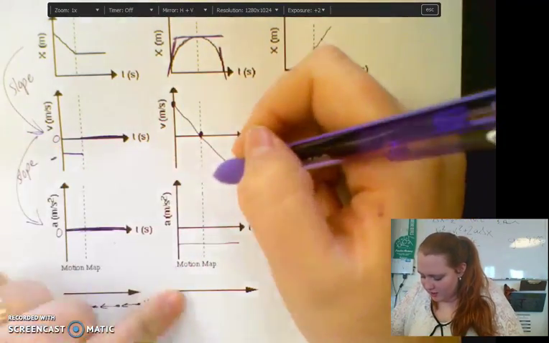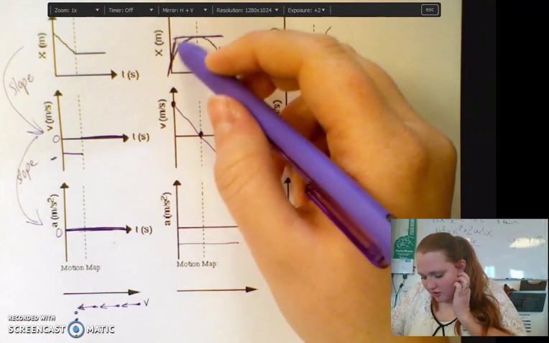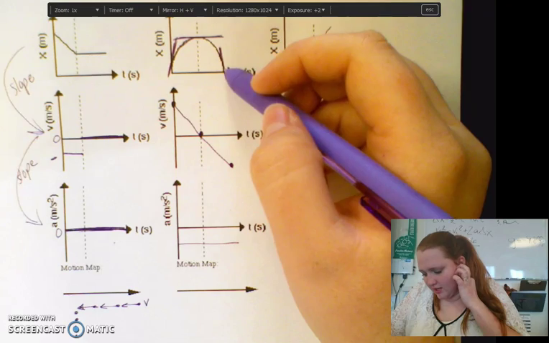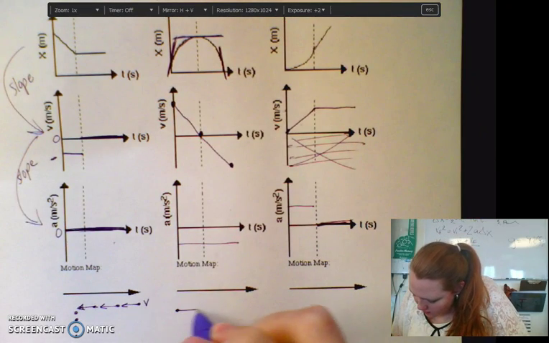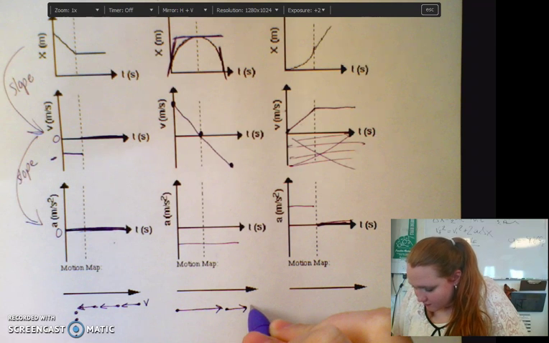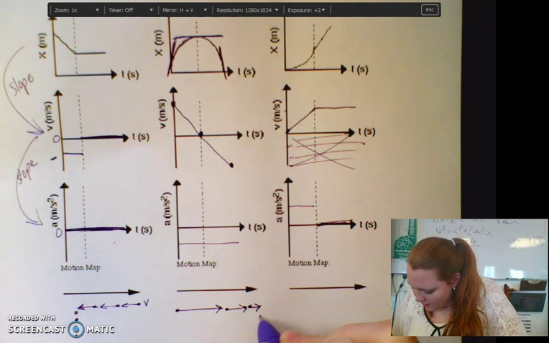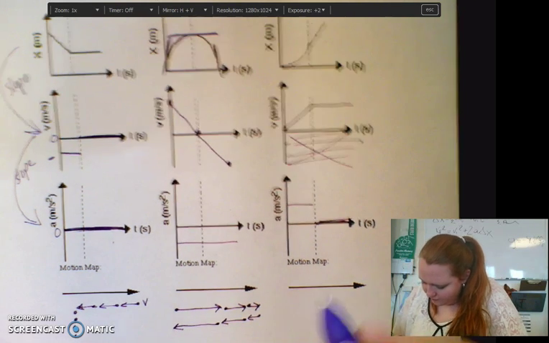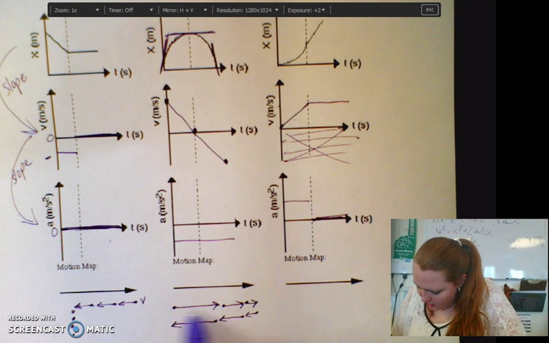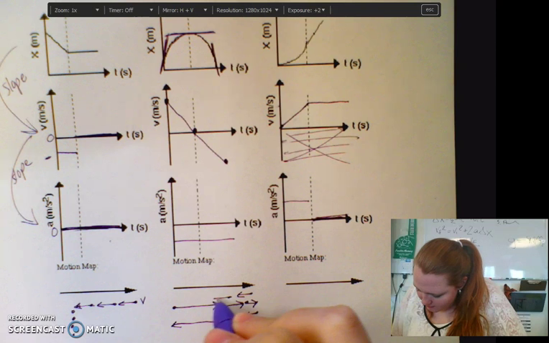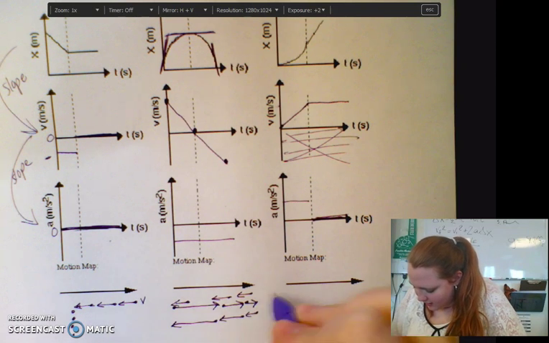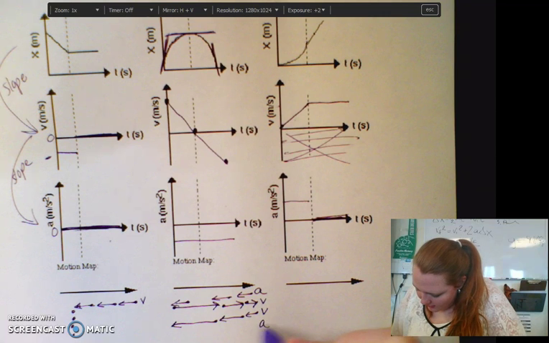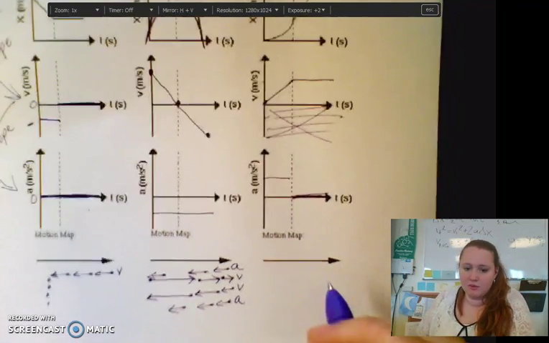Here for my velocity graph, I start moving pretty fast to the right, then I'm going to slow down and then speed up to the left. So my motion map is going to look like this. Change direction somewhere and start going to the right. Now here, whenever I am slowing down, my acceleration goes against me. So you can see I have a negative acceleration. And here when I start speeding up to the left, acceleration goes with my motion. So again, I have a negative acceleration everywhere, so everything matches up.